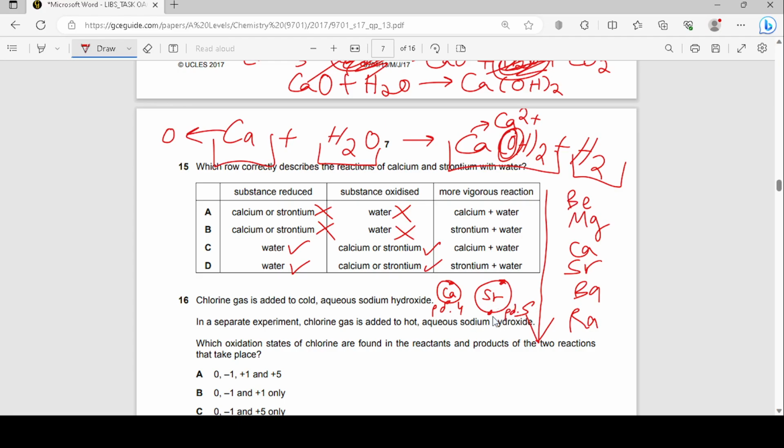And so because of that, the reaction of strontium with water will be more vigorous, because it's a bigger atom. So yeah, we have 3 ticks in D, so D is going to be the answer. The next question.